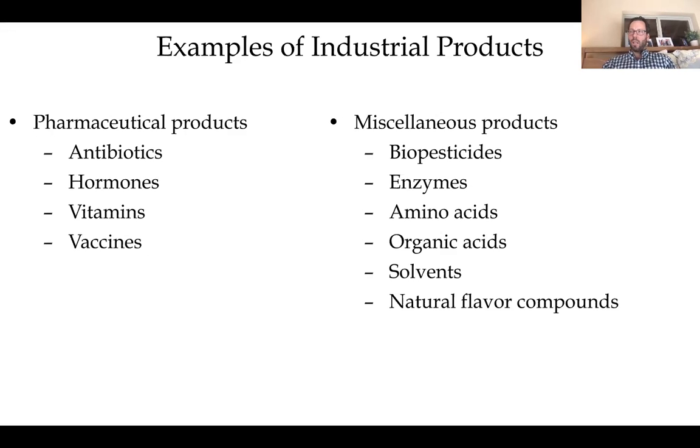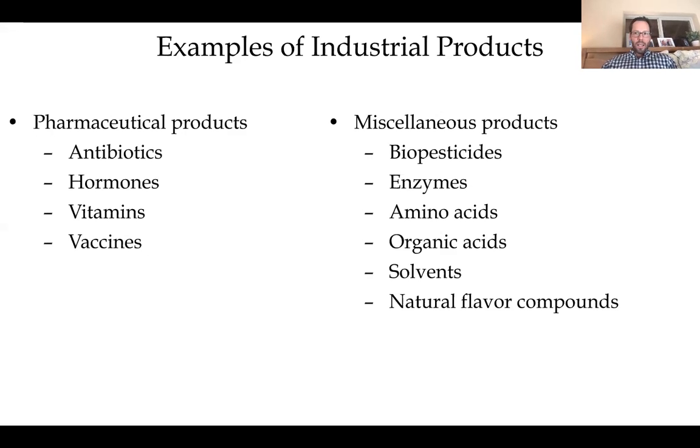For instance, with the BT cotton, right? They put this microbe gene. They use a microbe to put a gene into the cotton that then produces a substance that is toxic to pests of the cotton. Okay.